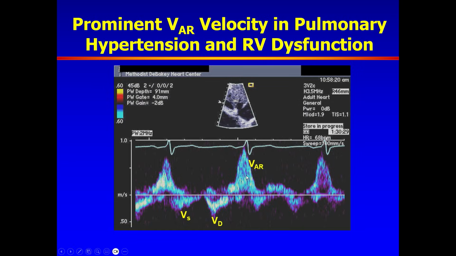An example of a patient with a very markedly elevated RV end diastolic pressure is shown here. It has a long duration and a very high velocity. This is a patient with a high RV EDP.